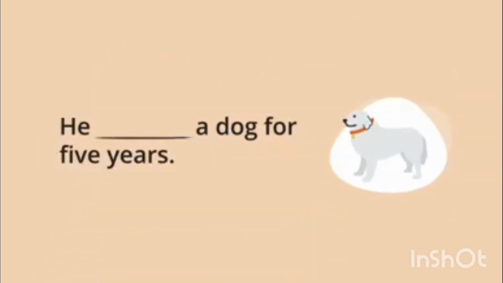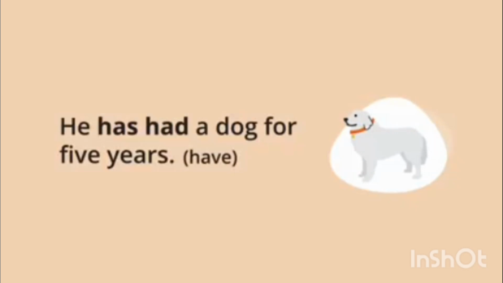Here, what is the correct form in this sentence? He ___ a dog for 5 years. Take your time. The correct form is: he has had a dog for 5 years.